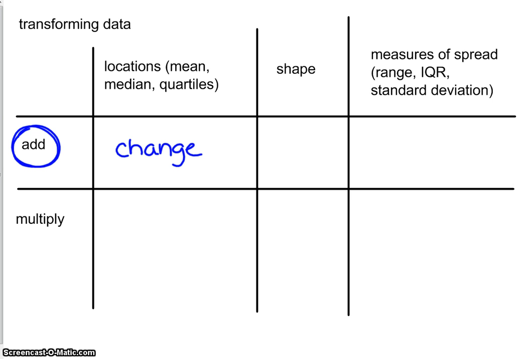So when we talk about locations, my mean, I would add 4 to my old mean to get my new mean. I would add 4 to my old median to get my new median. To my quartiles, my min, my max, everything would move up 4. The shape of your distribution would remain unchanged. It's going to stay the same. Measures of spread: if I move my minimum up the same and then my maximum up the same, that distance between them doesn't change. So range, interquartile range, standard deviation, when I just add, that always remains the same.